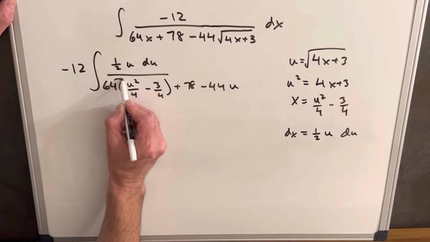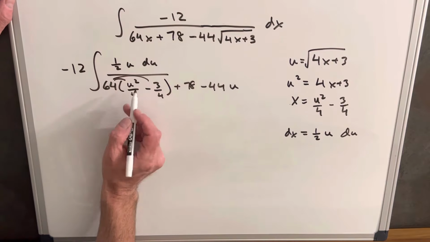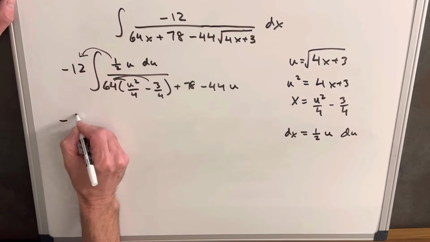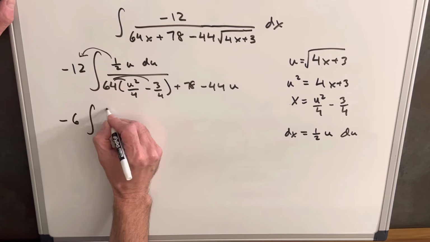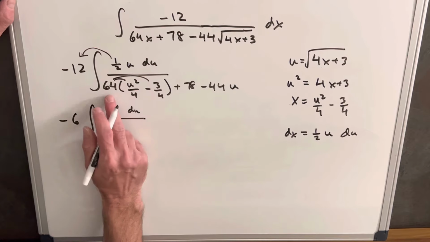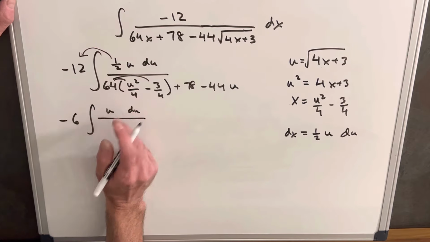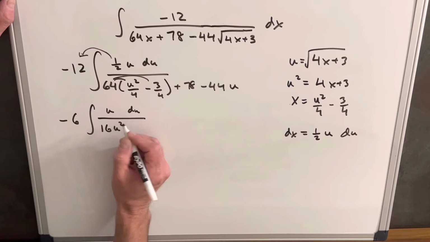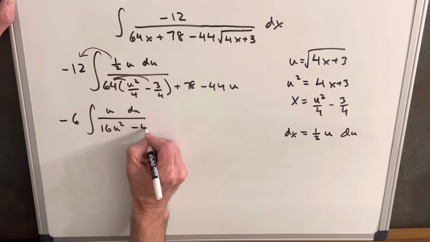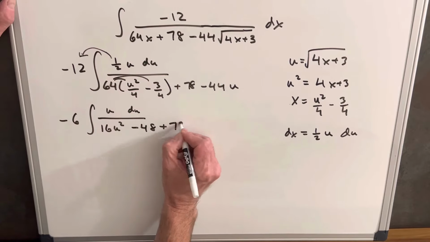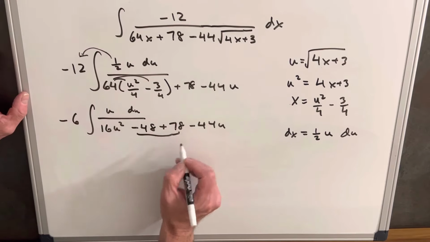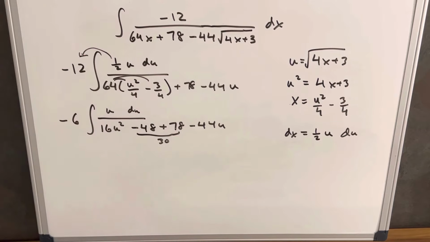Next, we just need to distribute this. When I do that, let's take this half out as well. So half times minus 12, we're going to have minus 6 in front, u du. Onto the denominator: 64 times a fourth is going to be 16, so we'll have 16u squared. Here it's going to be 16 times 3, so we're going to have a minus 48 plus 78 minus 44u. One more step, we can take this piece and rewrite this as 30.